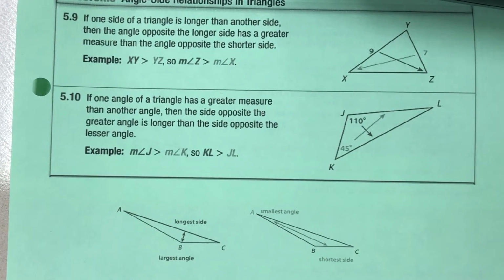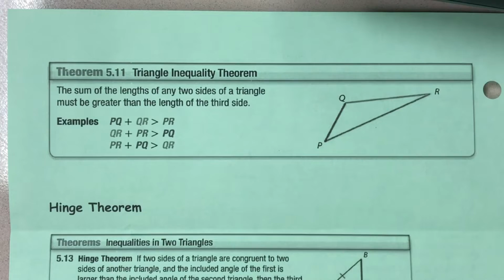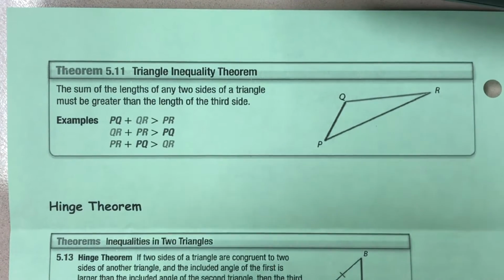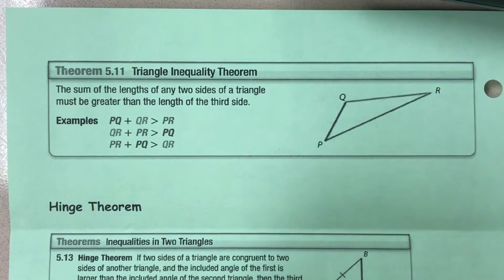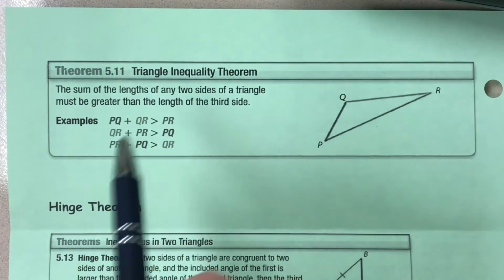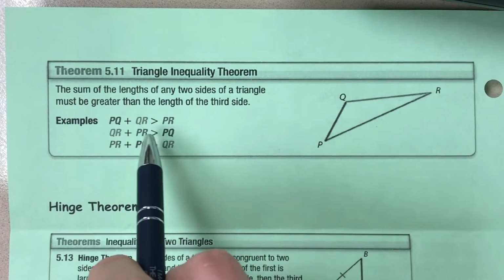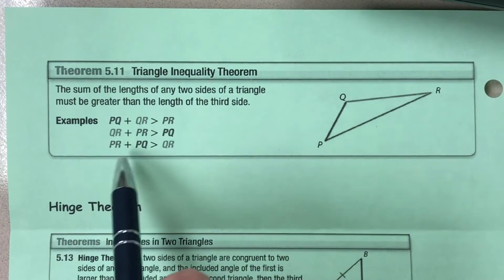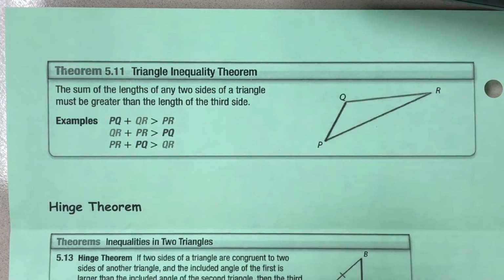So for our triangle inequality theorem, basically to have a real triangle, any 2 sides of the triangle have to be bigger than the third side. So in this case, PQ plus QR has to be bigger than PR, QR plus PR has to be bigger than PQ, and PR plus PQ has to be bigger than QR.